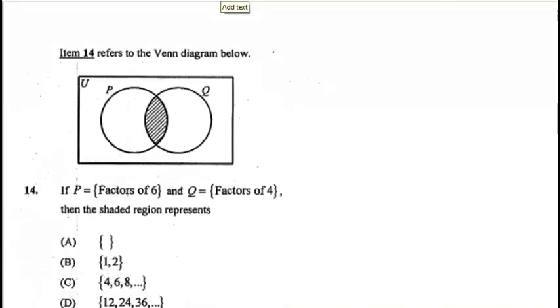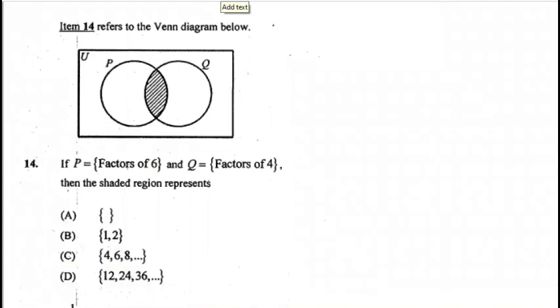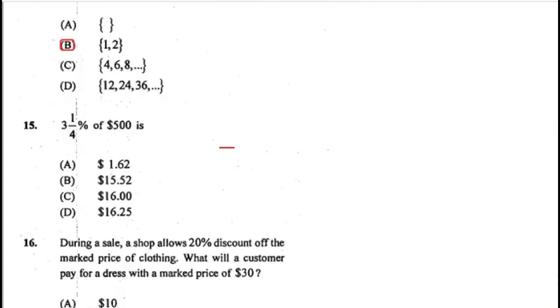14. It says if P equals the factors of 6 and Q equals the factors of 4, then the shaded region represents. So the shaded region is the intersection, the point where P and Q intersect, and that means we're looking for elements that are common to both P and Q, which is common between the factors of 6 and the factors of 4. So if we look at the factors of 6: 1, 2, 3, and 6. Factors of 4: 1, 2, and 4. So the elements that are common to both are 1 and 2, and therefore the intersection is B, which is 1 and 2.